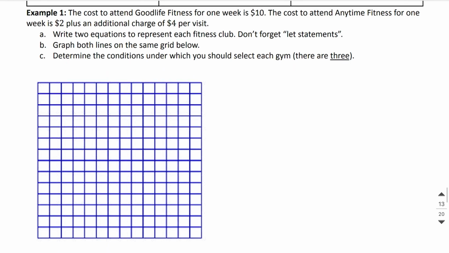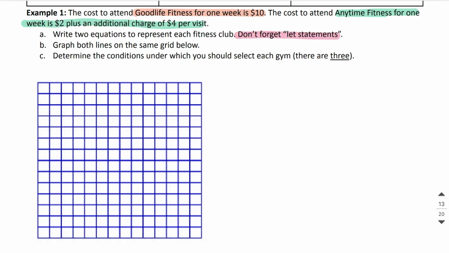Okay, so let's look at an example. It says here the cost to attend Good Life Fitness for 1 week is $10. So that right there is one piece of information. And then it says the cost to attend Anytime Fitness for 1 week is $2 plus an additional charge of $4 per visit. So it says write two equations to represent each fitness club, but then it says don't forget to write your let statements.